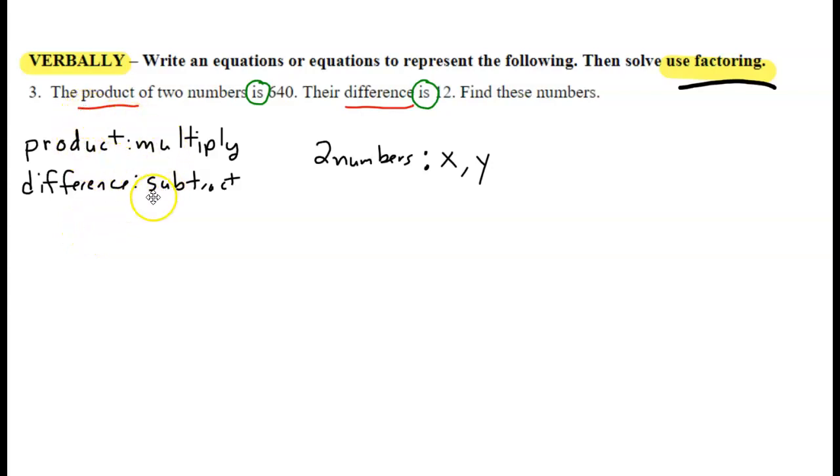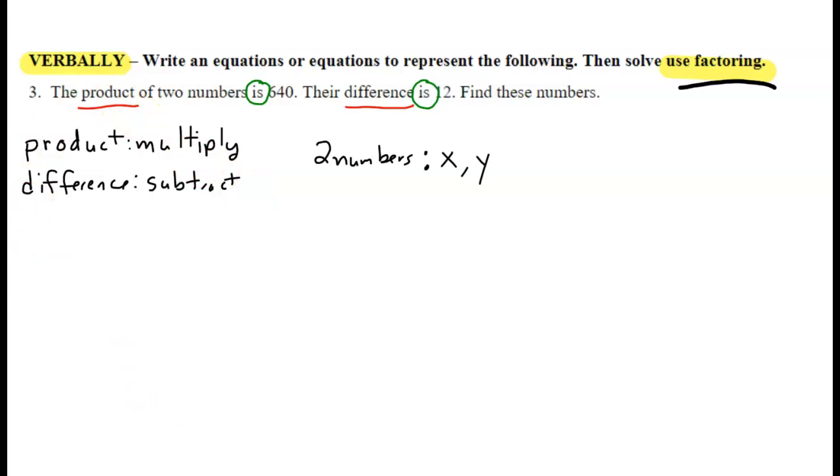All right, so this first one says that the product of two numbers is 640, and their difference is 12. The first thing you need to think of is that the product means that when you multiply them, you get 640. That's the meaning of product, the answer to a multiplication problem. The difference is the answer to a subtraction problem. So when you subtract the two numbers, you're going to get 12.